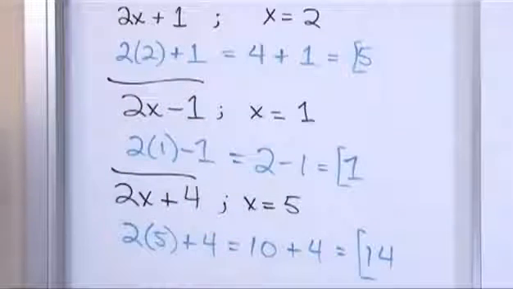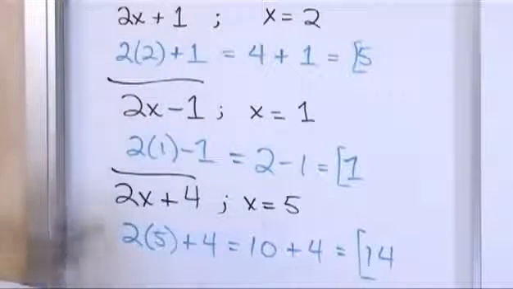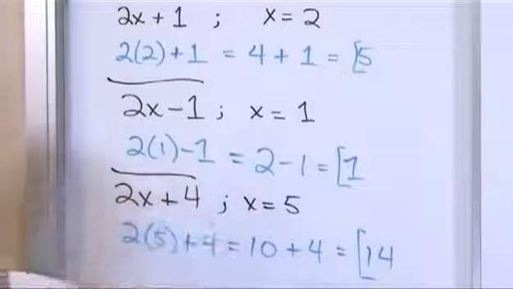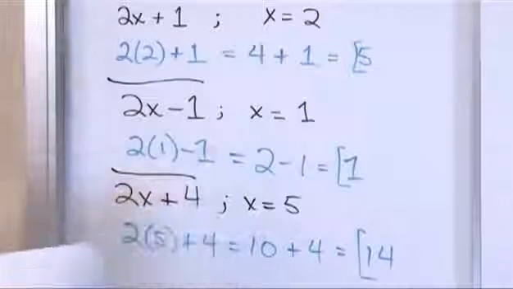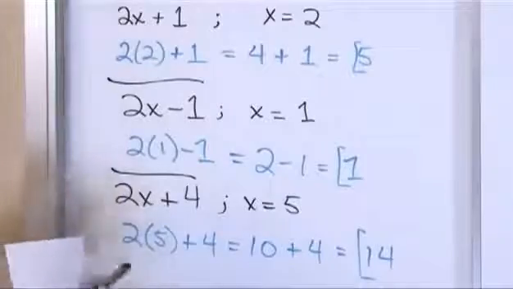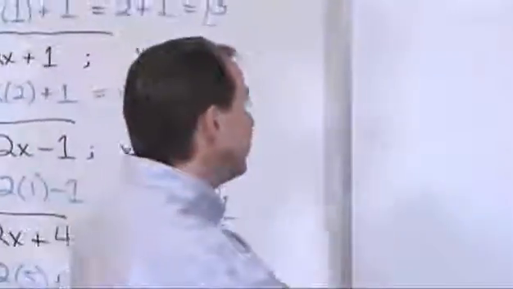That way, if I make an error, and you will make an error eventually, you can trace back through and figure out what you were doing. But if you just sort of say, oh, 2 times 5 is 10, plus 4 is 14, okay, that's the answer. Moving on. Well, then you're never going to figure out the answer when you make a mistake. And believe me, it's just a matter of time.